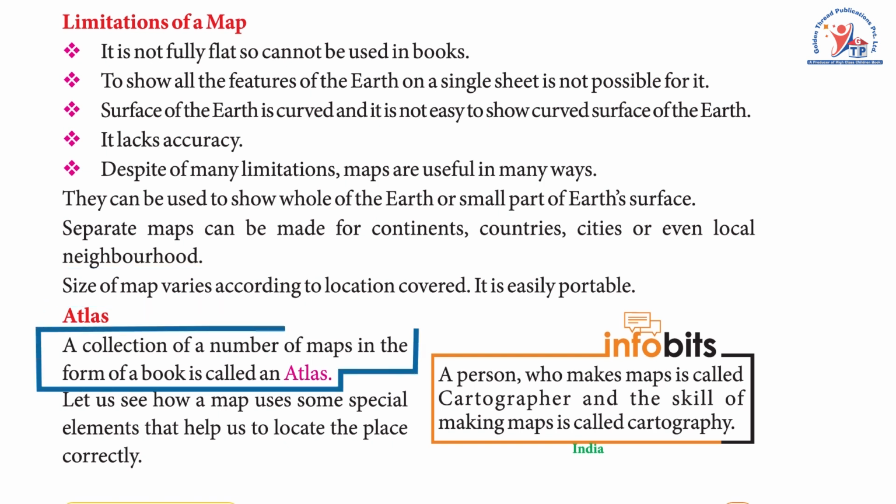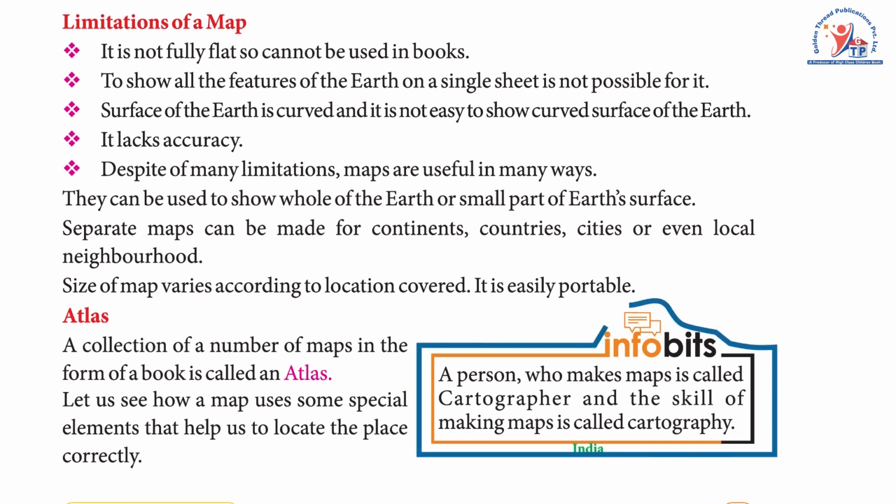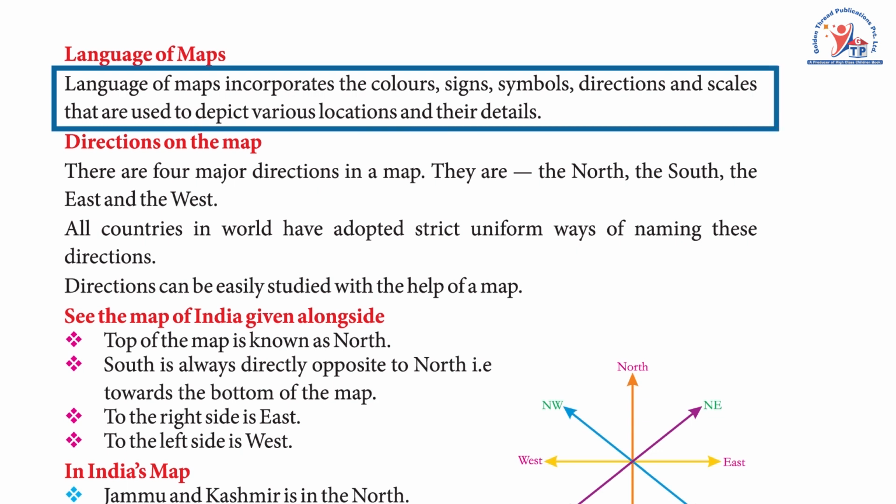Atlas. A collection of a number of maps in the form of a book is called an atlas. Let us see how a map uses some special elements that help us to locate a place correctly. A person who makes maps is called a cartographer, and the skill of making maps is called cartography. Language of maps. The language of maps incorporates the colors, signs, symbols, directions, and scales that are used to depict various locations and their details.